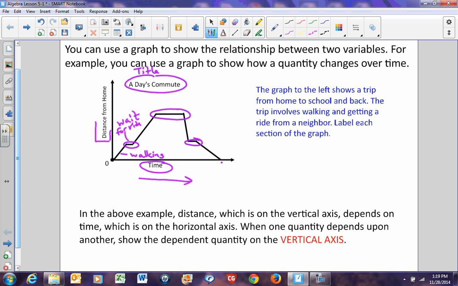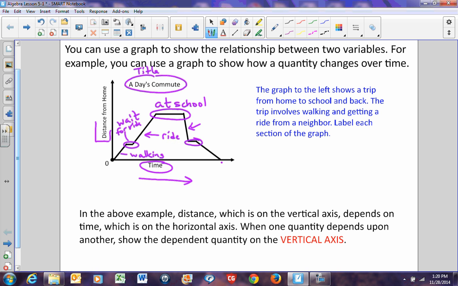I get my ride, and then this portion right here, you'll notice, is a little bit steeper than the first portion here. Because when you get in a car, you should be traveling a bit faster than when you're walking. So this would be my ride in the car. Up here, this other longer, flatter section, since it's a long time where we're not going anywhere, but time is continuing to march on, and since I'm supposed to be going to school, I could assume then that this is the time where we're at school. At school learning, time is continuing to go on, but your distance from home is not increasing or decreasing.